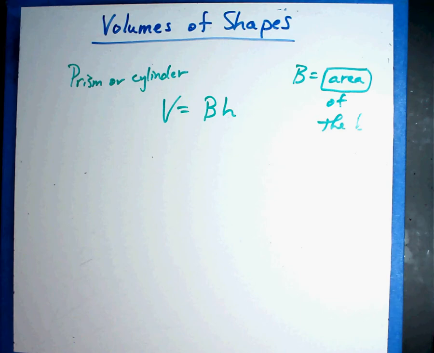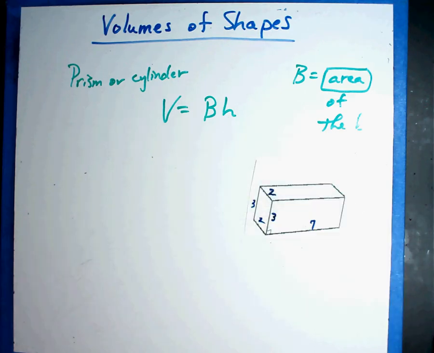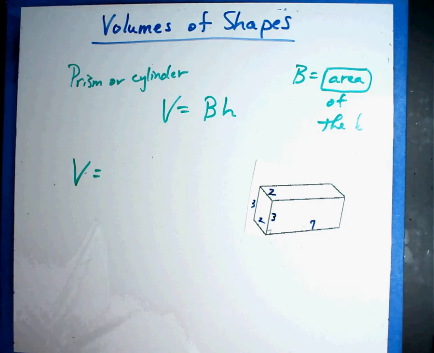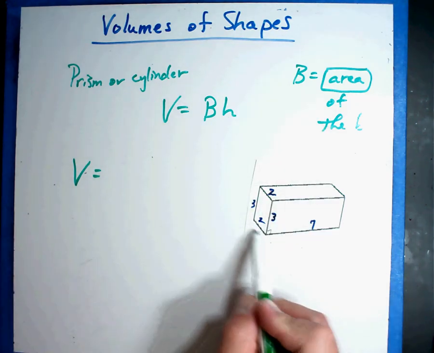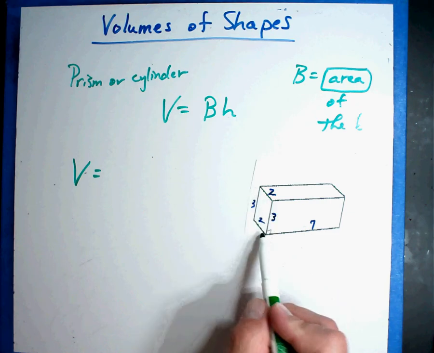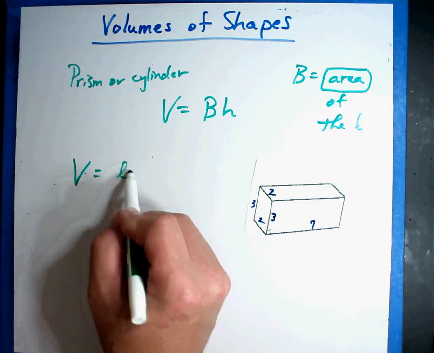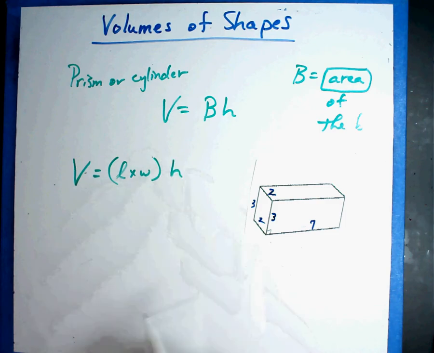So let's take a prism. This one happens to be a rectangular prism, and let's take the volume of that rectangular prism. It's going to be B, which is the area of the base. If I set it on the base, it's going to be a rectangle, and the area of a rectangle is length times width. Then multiply that times the height.